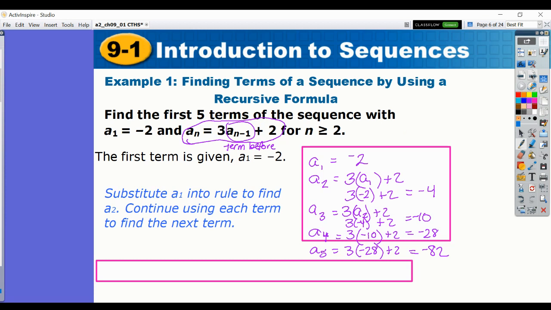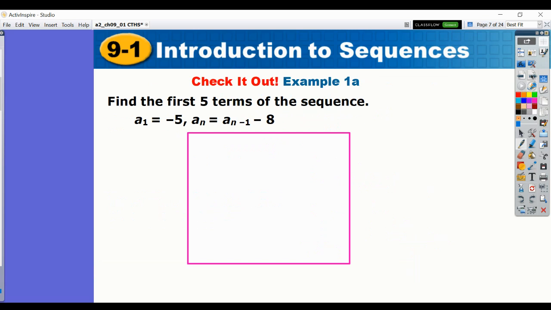So let's try another one of these. I'm going to have you pause the video, try that out, and then you can check your answers here. We already know the first term is negative 5, so plug that. That's one answer. And then you plug that in. This a sub n minus 1 is where you're going to replace the previous term. Pause the video, answer all those.